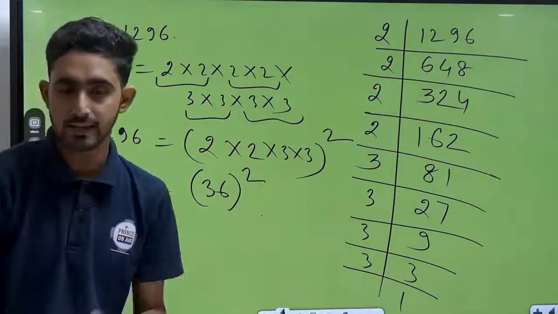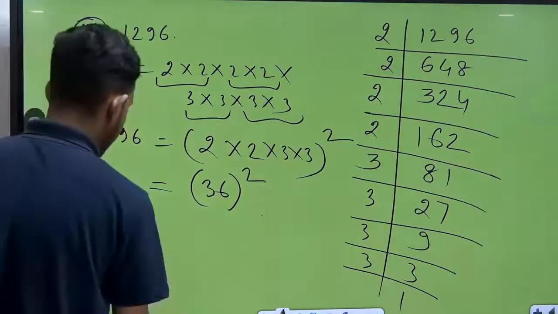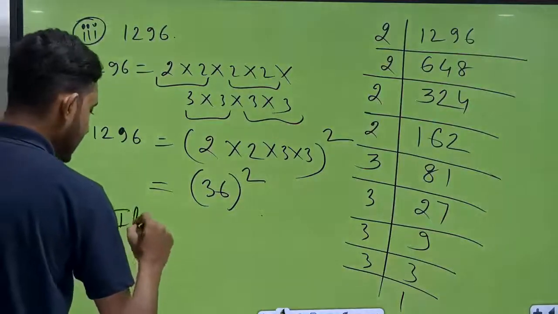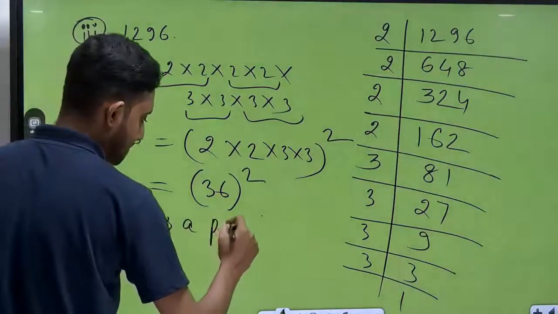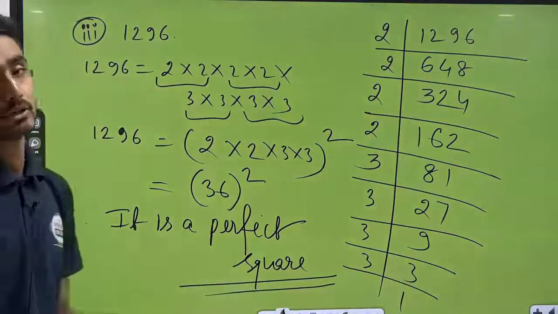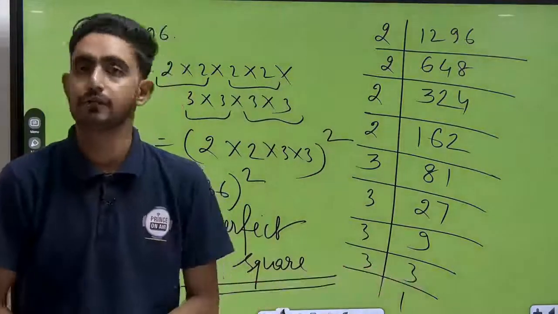Then very simple question, yes or no? Okay. Write down, it is a perfect square. Done. Okay. So remaining questions you have to solve yourself.